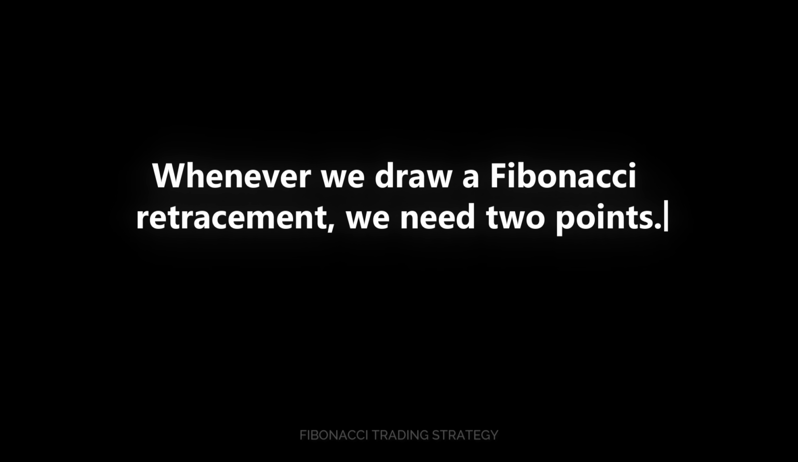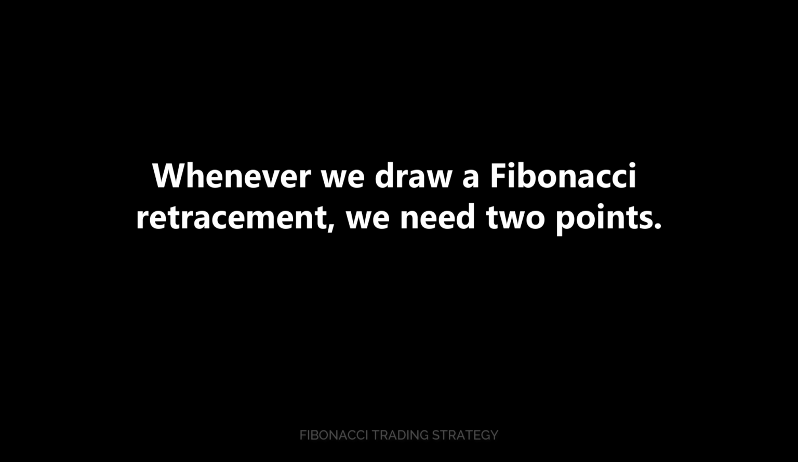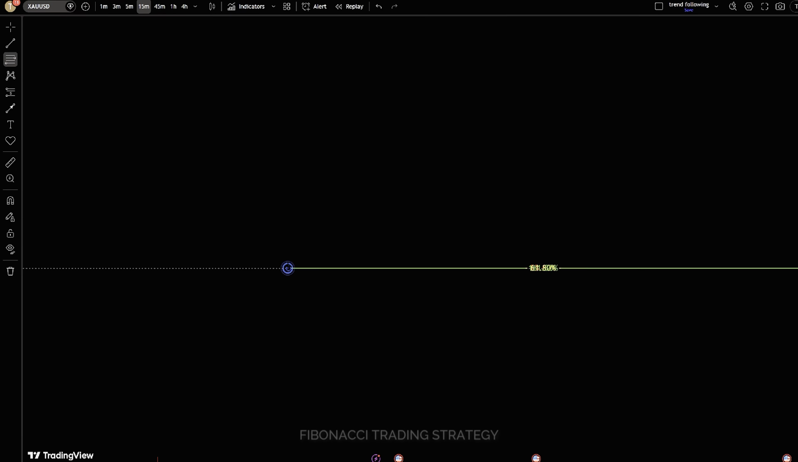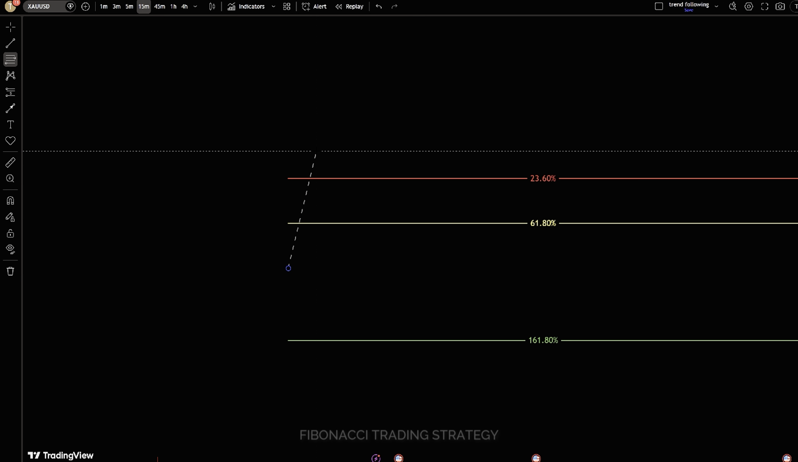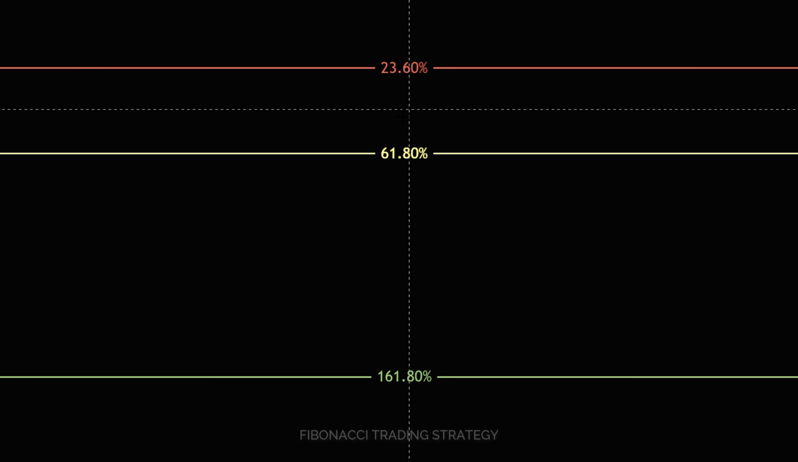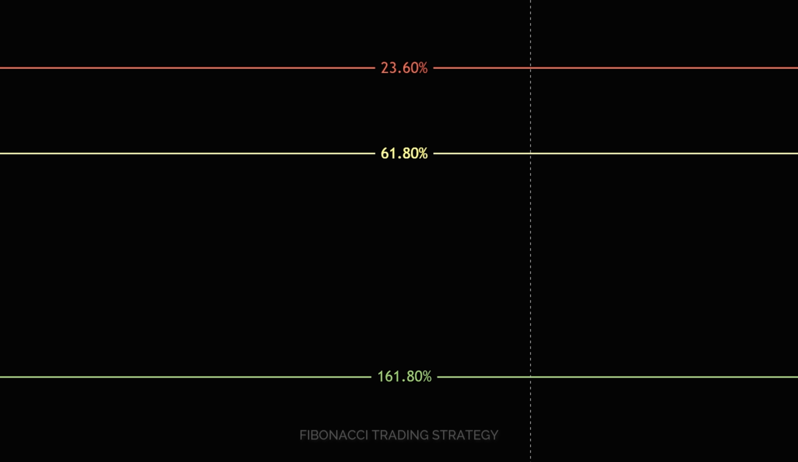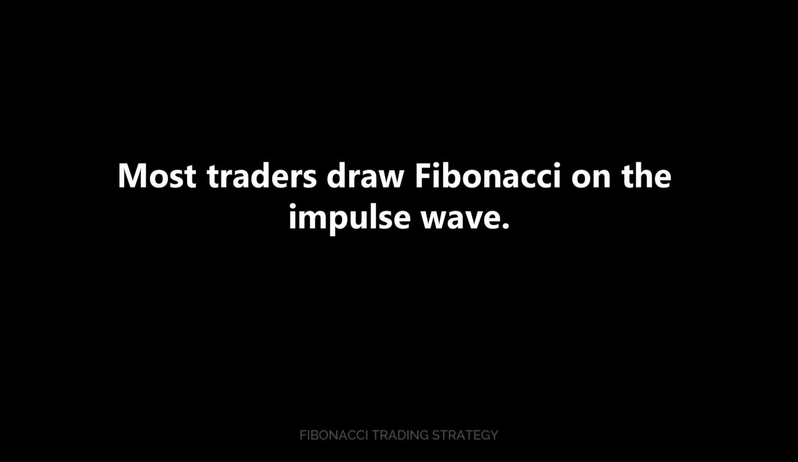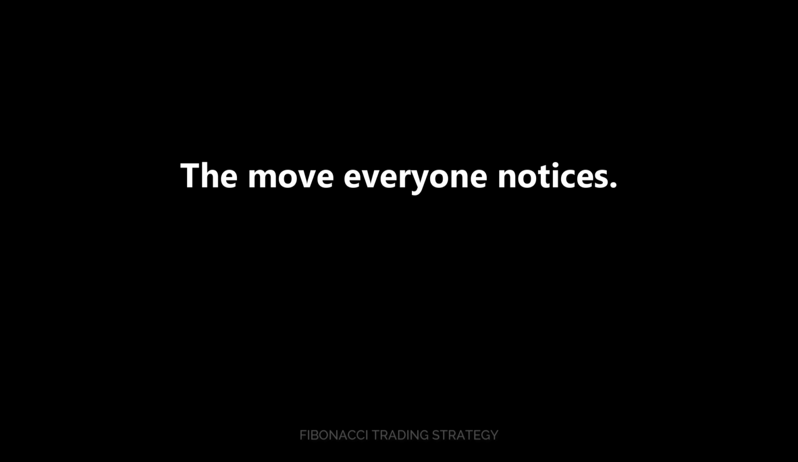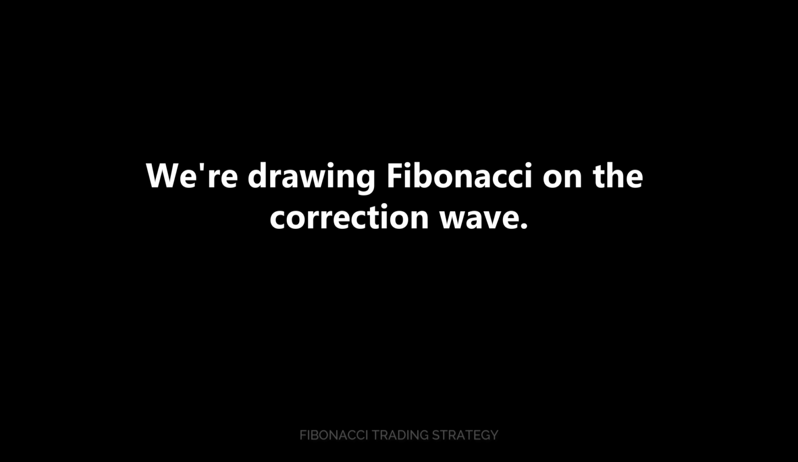Whenever we draw a Fibonacci retracement, we need 2 points: a starting point and an ending point. The tool measures the distance between those points and calculates the Fibonacci levels. Simple. Now here's where this strategy differs from what most traders do. Most traders draw Fibonacci on the impulse wave, the move that's obvious, the move everyone notices. We're not doing that. We're drawing Fibonacci on the correction wave.